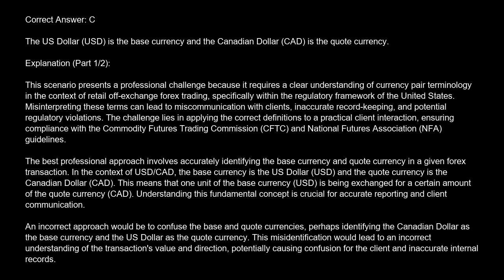The challenge lies in applying the correct definitions to a practical client interaction, ensuring compliance with the Commodity Futures Trading Commission, CFTC, and National Futures Association, NFA, guidelines. The best professional approach involves accurately identifying the base currency and quote currency in a given Forex transaction. In the context of USD/CAD, the base currency is the US dollar, USD, and the quote currency is the Canadian dollar, CAD. This means that one unit of the base currency, USD, is being exchanged for a certain amount of the quote currency, CAD. Understanding this fundamental concept is crucial for accurate reporting and client communication.